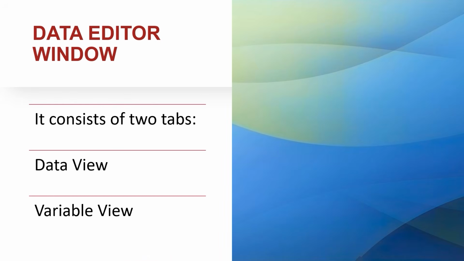In the data editor window, as we were discussing in the slide on how to use SPSS, it consists of two tabs: data view and variable view. Under data view, you can see your actual data arranged in rows and columns, and each row represents a case or observation and each column represents a variable. You can enter data directly into cells in this view, edit existing data, and navigate through your data set.